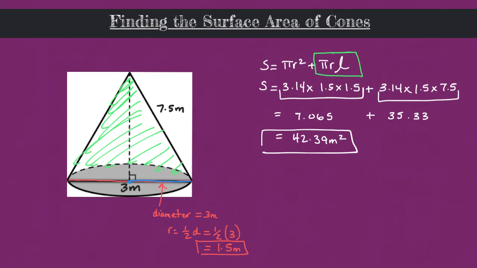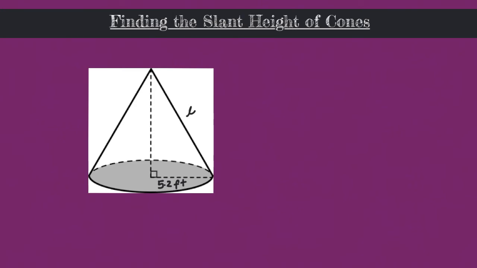Let's look at our final example: finding the slant height of cones. Now, let's go ahead and start, of course, with our formula. So it's S is equal to pi r squared plus pi rl. Now, what is not included in the question, which should have been, is that the surface area is equal to 1,000 square meters.